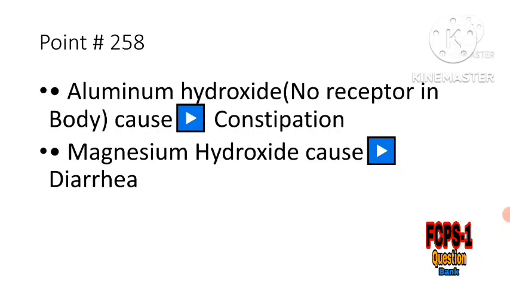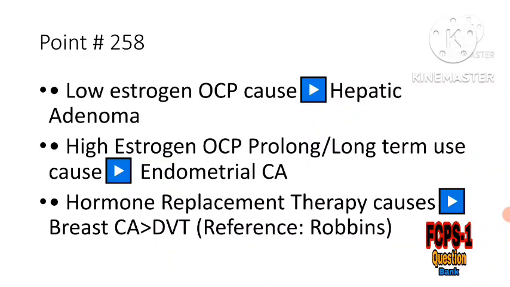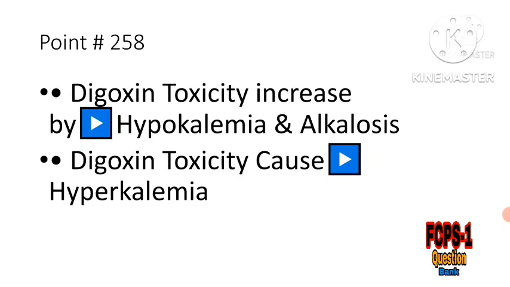Next, low estrogen OCPs cause hepatic adenoma, and high estrogen OCPs with prolonged or long-term use cause endometrial carcinoma, and HRT causes breast carcinoma. If it is not present in the option, then choose DVT. Digoxin toxicity is increased by hypokalemia and alkalosis, and digoxin toxicity itself causes hyperkalemia. So try to understand these two statements.